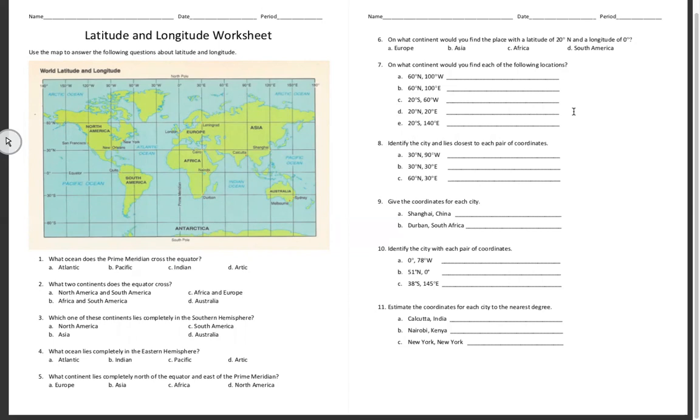On what continent would you find the place with latitude 20 and longitude of 0? All right, on what continent would you find the place with latitude 20 and longitude of 0?